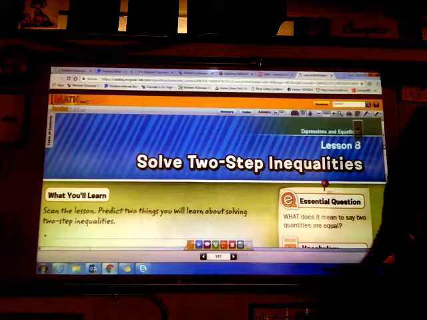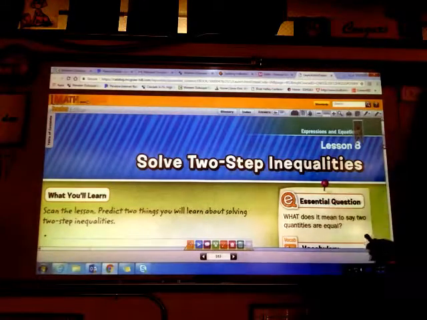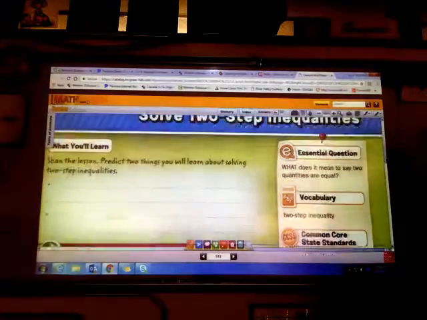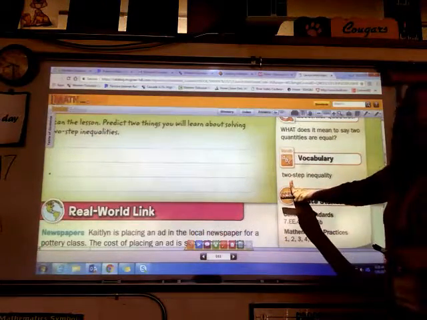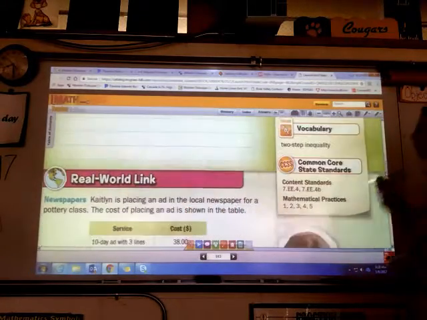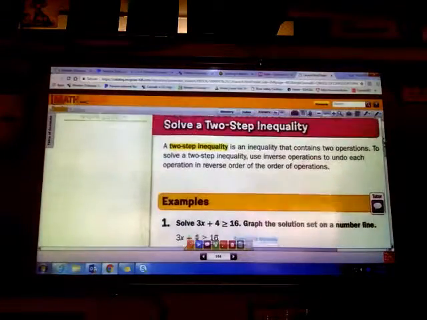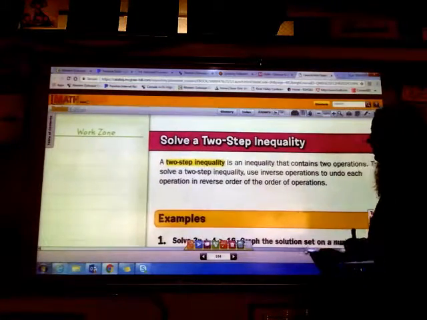Again, our objective for the day is to be able to solve and graph two-step inequalities. We do have one vocab word here in the lesson that you're going to want to make sure that you get filled in. It's two-step inequality. I'm going to turn to page 514, and we're going to start looking at two-step inequalities and what they are.